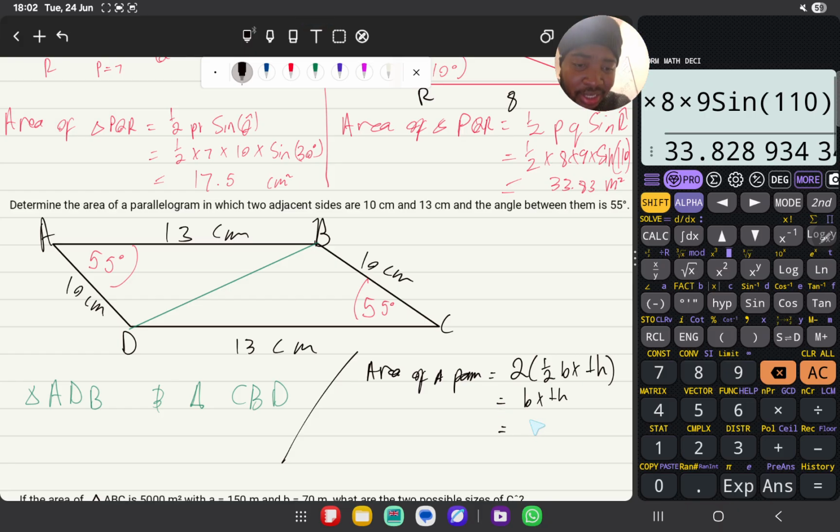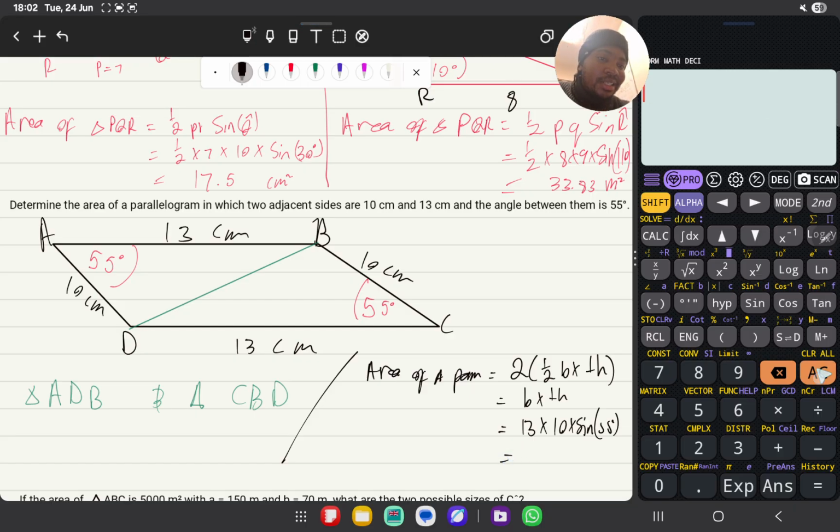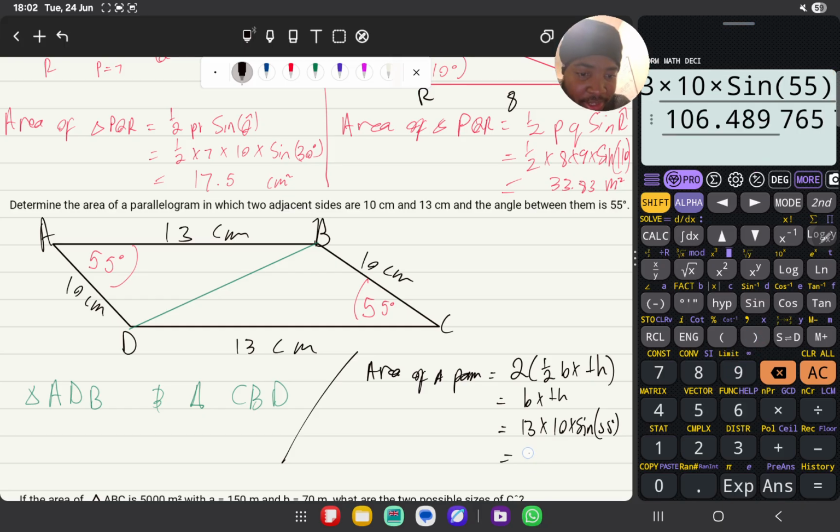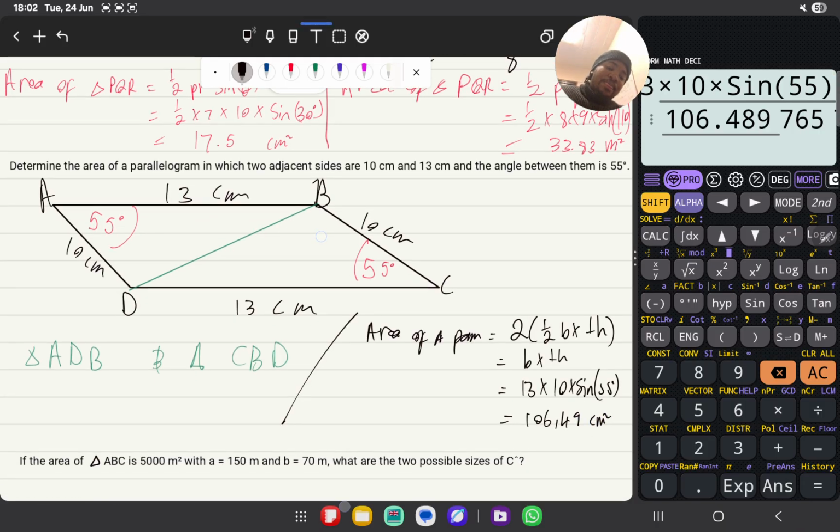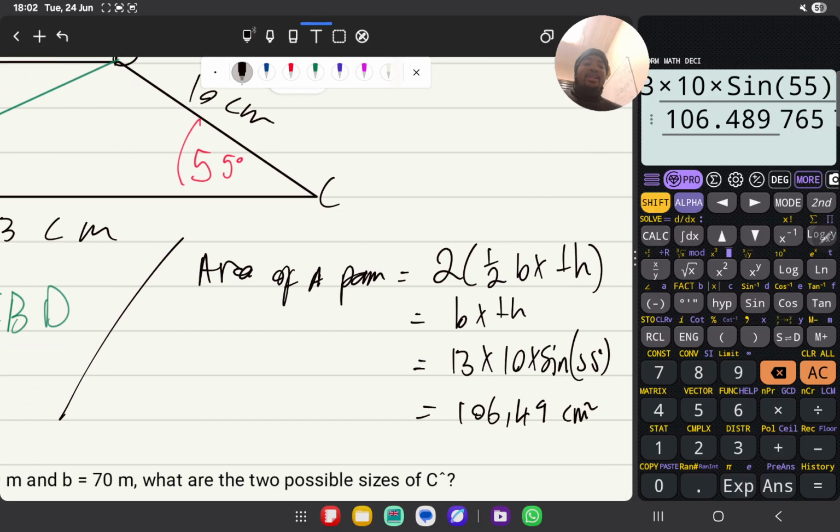But you actually kind of know these things now. You know that the answer here is just going to be your base, which is 13, multiplied by 10, multiplied by sine 55 degrees, right? And then basically that's it. 13 times 10 times sine 55, and we are getting 106.49 centimeters squared. This then will be your final answer.